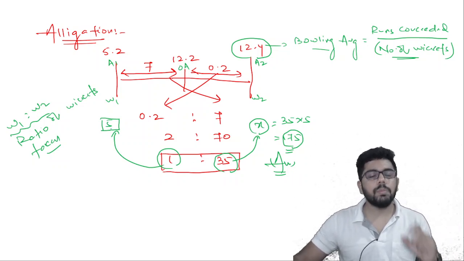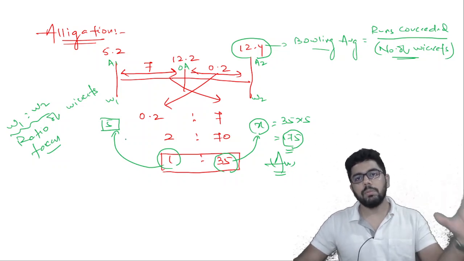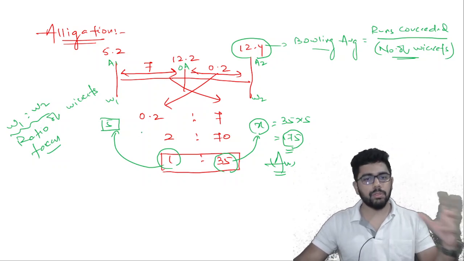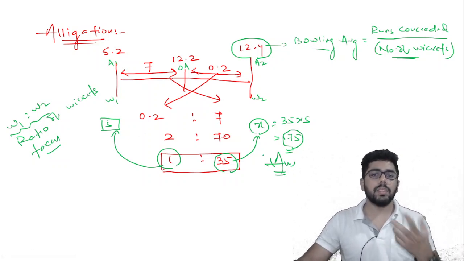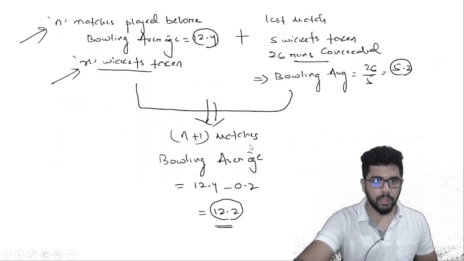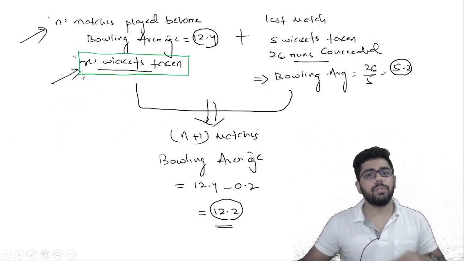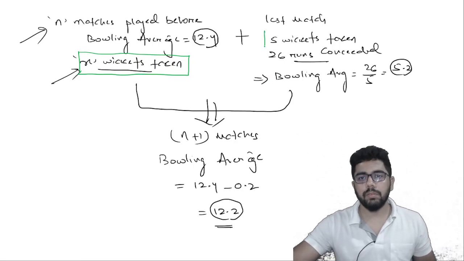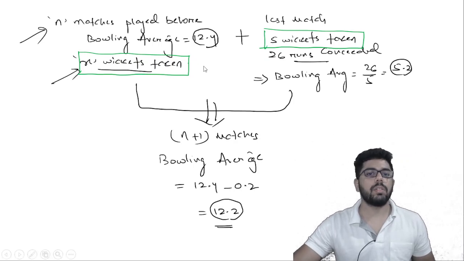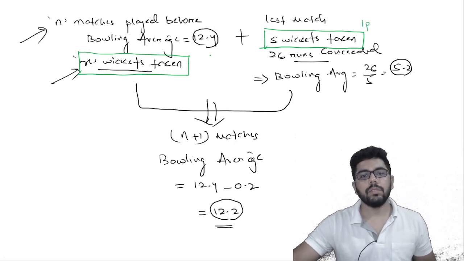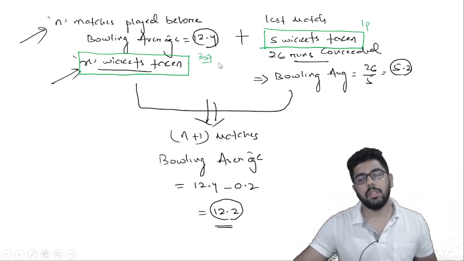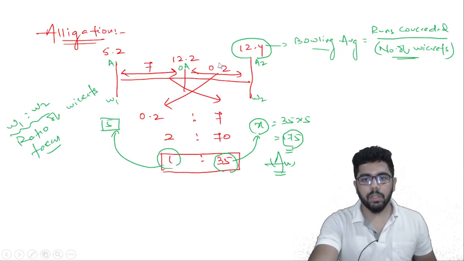1 is to 35 ratio. This 1 actually corresponds to 5 because in the last match the bowler took 5 wickets. So if 1 corresponds to 5, 35 will correspond to 175, which is nothing but the X that we had taken here. How many wickets did he take before the last match? In the last match it was 5 wickets taken. So this to this we got as 1 is to 35, and then 35. So the total number of wickets we got here is 175.